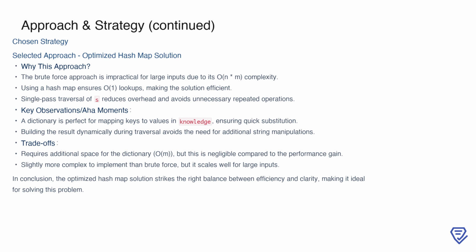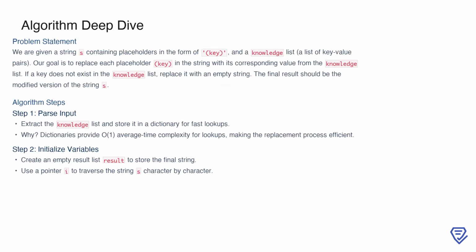solving this problem. The problem we're tackling involves a string, s, which contains placeholders in the form of (key). Alongside this string, we are given a knowledge list, which consists of key-value pairs. The task is to replace each key in the string with its corresponding value from the knowledge list. If a key is not found in the knowledge list, it should be replaced with an empty string.